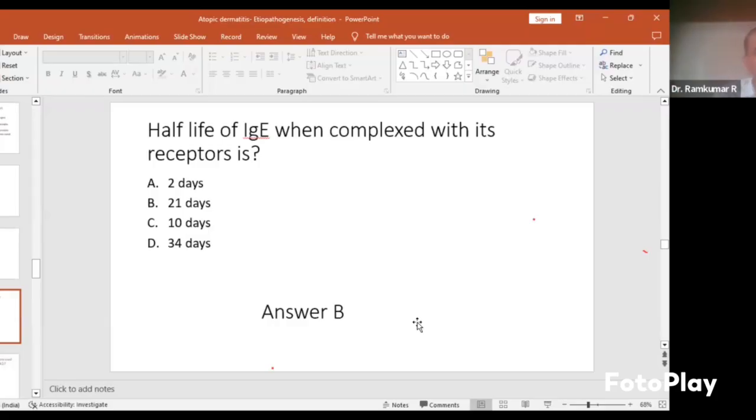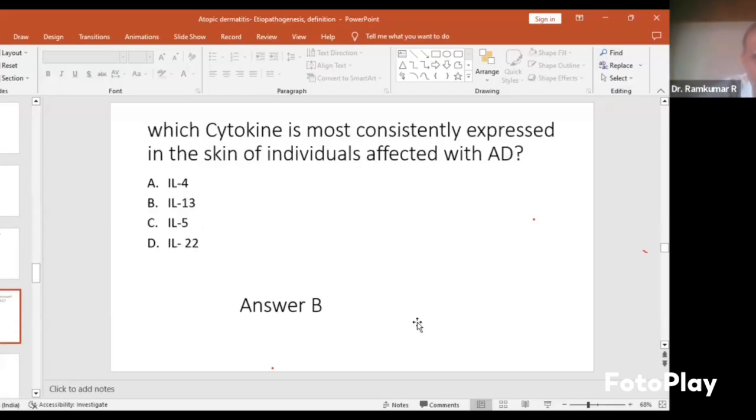But here, I asked you half-life of IgE, which is complex with the receptors. So there tissue IgE stays for 21 days. Problem is we measure only the blood IgE. We don't know what is the tissue IgE. In rhinitis and all, they have done a lot of studies on nasal biopsies and found that IgE lives for longer in the tissue. Okay, the answer is B.